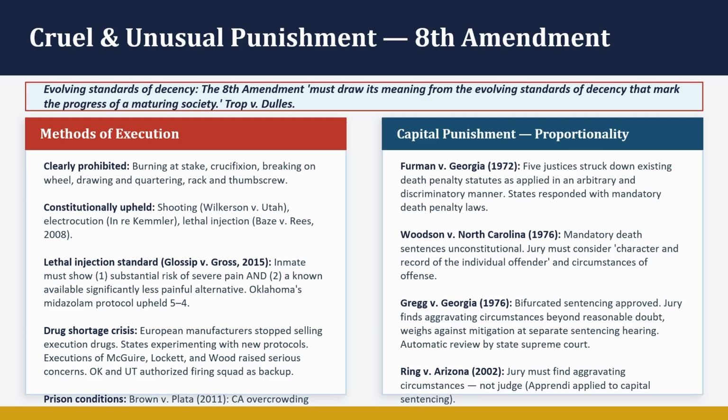States responded by adopting mandatory death penalty statutes, which the court then struck down in Woodson v. North Carolina in 1976. Mandatory schemes treat all homicides as identical and prevent individualized consideration. Gregg v. Georgia in 1976 approved the bifurcated sentencing model that most states follow today. A separate sentencing hearing at which the jury finds at least one aggravating circumstance beyond a reasonable doubt, then weighs it against mitigating factors with automatic review by the state Supreme Court.